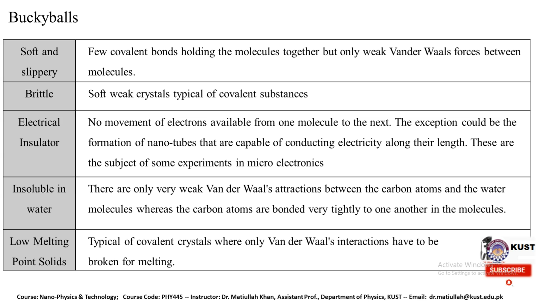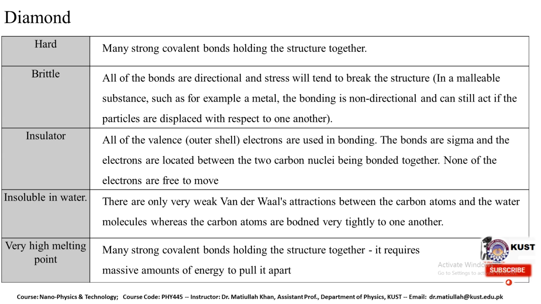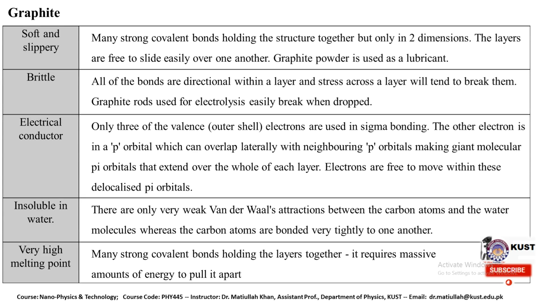Buckyballs are low melting point solids. Diamond has a very high melting point. This is really interesting, a huge difference in melting point. And graphite also has a very high melting point.